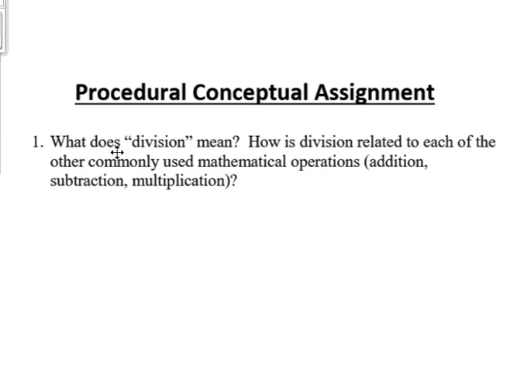All right, let's get started. So this is my procedural and conceptual assignment on the division of rational numbers.